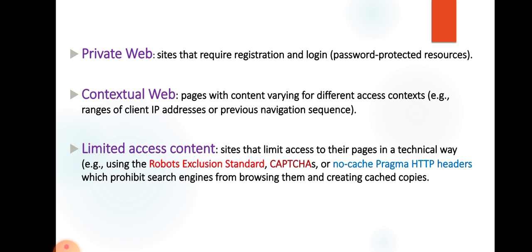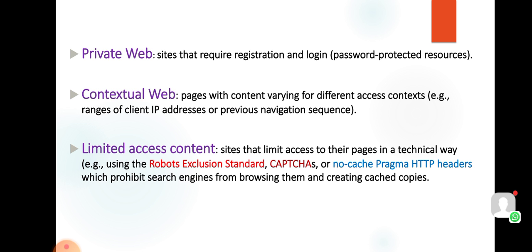I think many of you must have seen this, you must have searched many times to read some information. So part of the information will be available on that particular page, but after that they provide some kind of button. If you want to read more, and you click on that read more, you will be asked for some kind of authentication, ID and password. So some information will be available on the surface web and some on the deep web for such a website. So the private web is nothing but the sites that require some kind of registration and login, meaning password protected resources will be available in the private web.